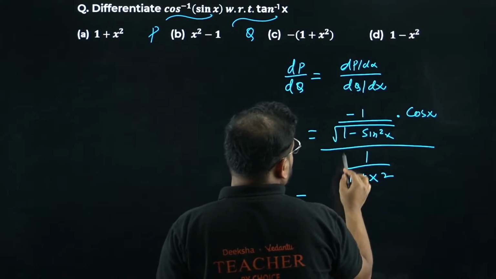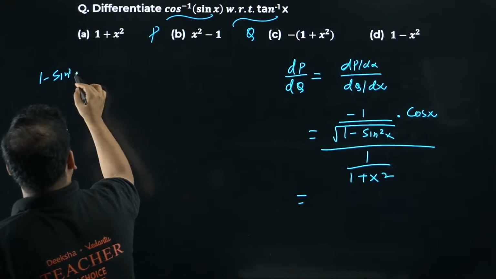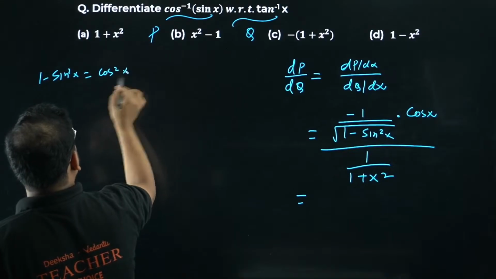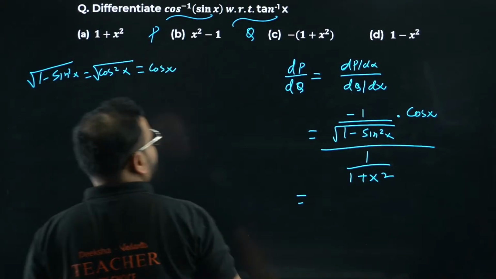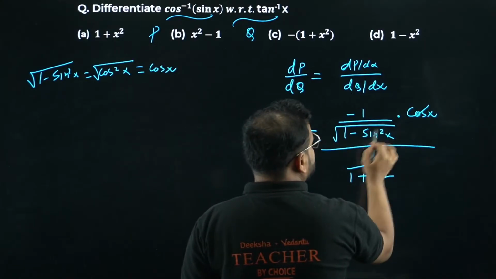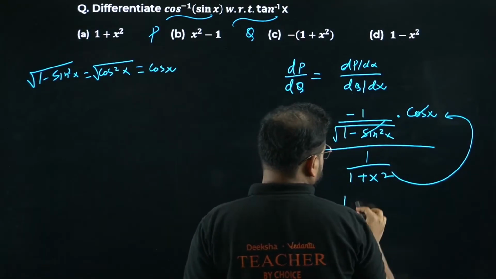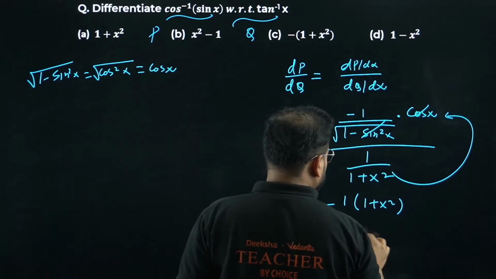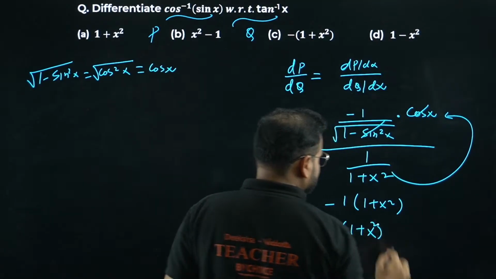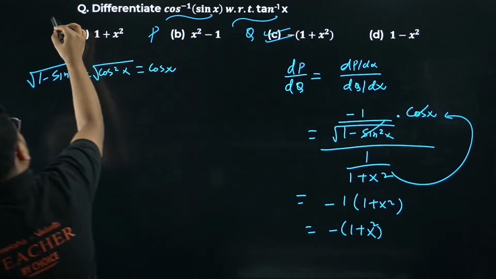Please check, this is nothing but cos x, right? 1 minus sin square x is nothing but cos square x. So if you take the root on both sides, what do you have? Simply cos x. So this and this get cancelled. What I have is minus 1 upon, this will go in the numerator only, right? So minus 1 into 1 plus x square, it will become simply minus 1 plus x square. Option C is correct.